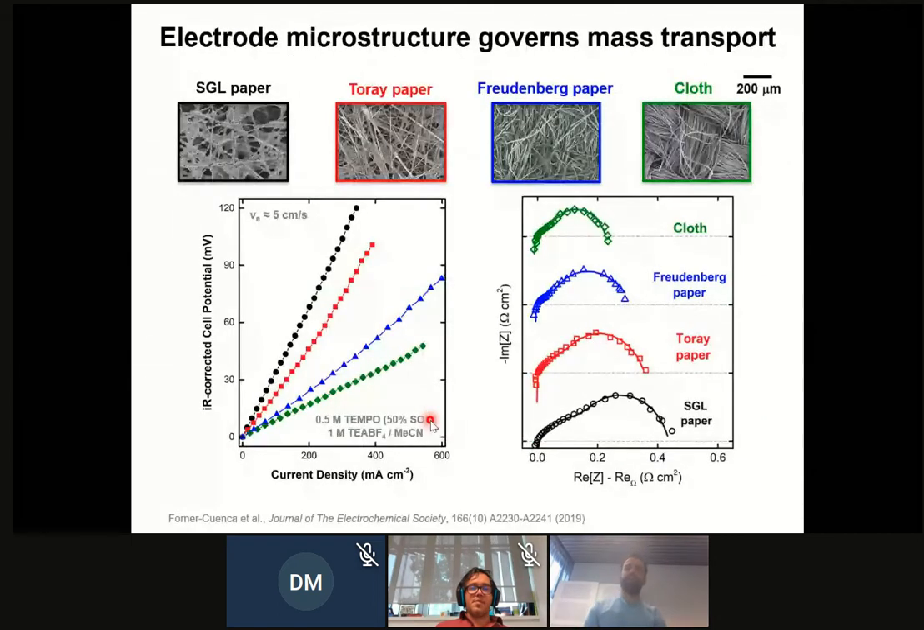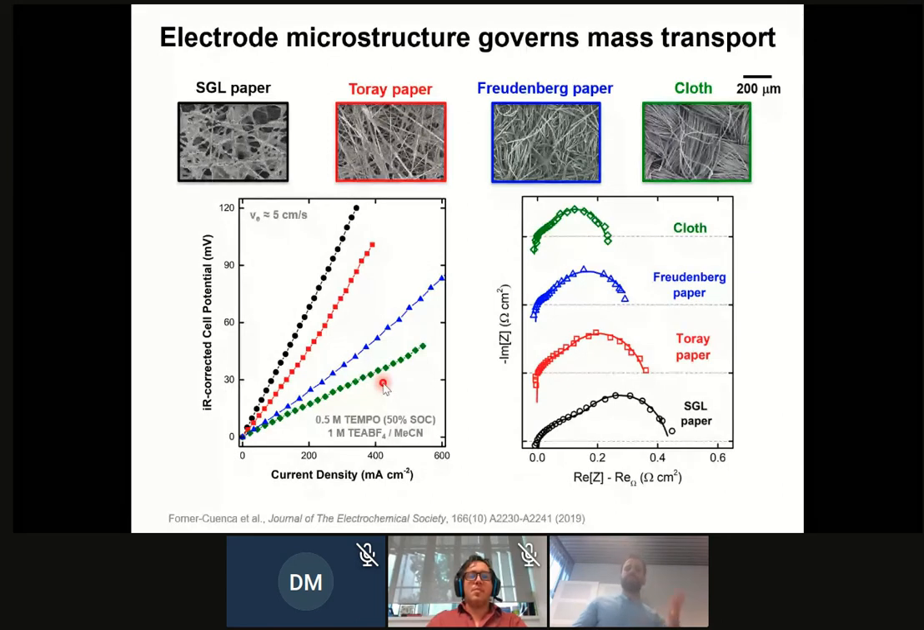The most interesting finding, in my opinion, is when we compare different papers, different electrodes, excuse me. So we fix the velocity up to 5 centimeters per second, which is quite representative. And then we compare the performance of the 4 different electrodes. And what we see is that there are actually significant differences in performance if you compare, for example, the cloth with the SGL paper. Something like 100 millivolts, which is significant for a system that has high kinetics.